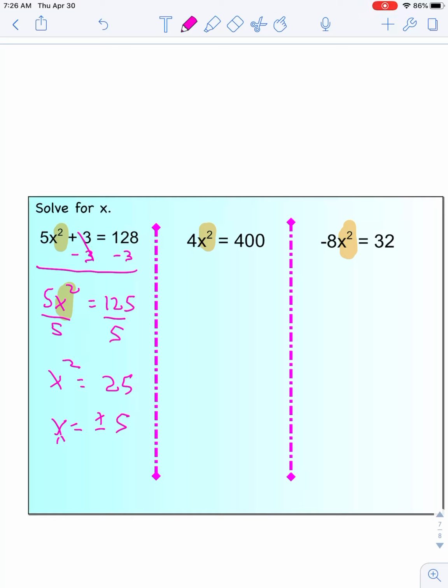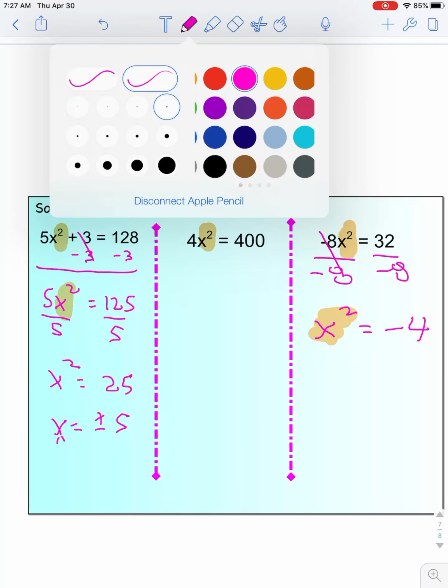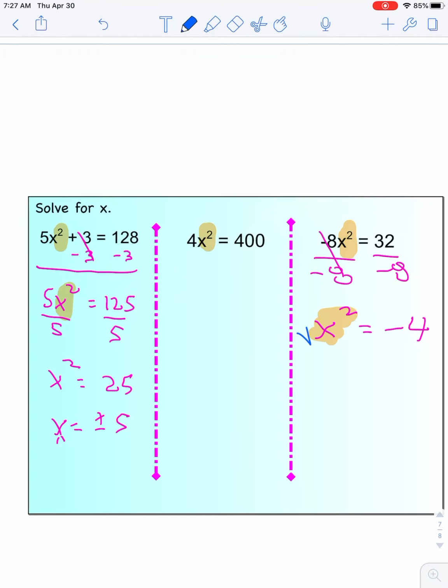Okay, let's go to this second one over here, the very right side one. I don't have what's squared by itself, so I'm going to divide by negative 8. Looks simple enough, but what happens when I do that is I get x squared equals negative 4. So I have this squared piece by itself, and when I try to take the square root of negative 4, that's a problem. That negative right there. I can't take the square root of a negative number, so this is no solution.